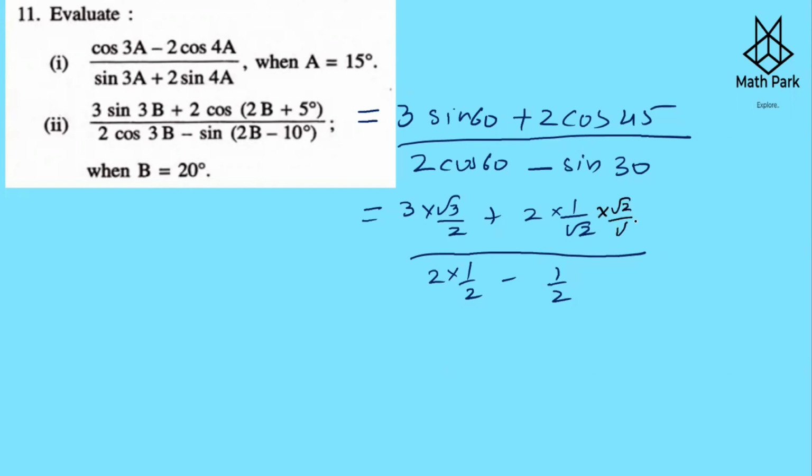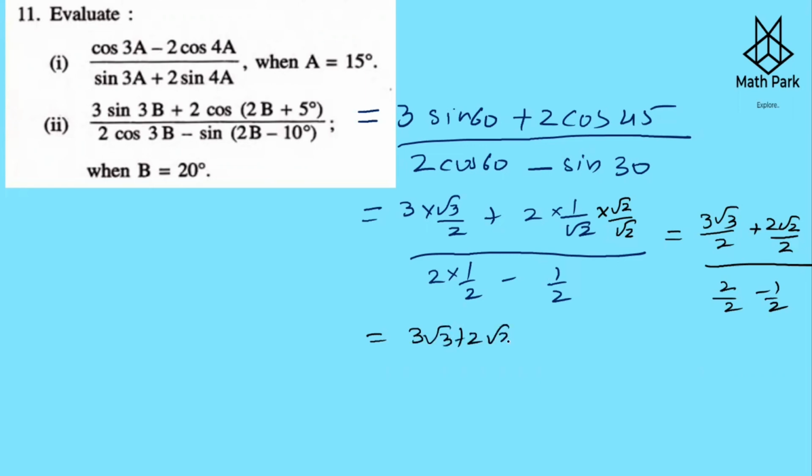So multiplying by root 2 and dividing by root 2 only for this place, we get this is 3 root 3 upon 2 plus this is 2 root 2 upon 2. Root 2 into root 2 is 2. So just 2 root 2 upon 2. Denominator, let us write this as 2 by 2 minus 1 by 2. Okay, the denominator we have kept the same, remember. So if the denominator is same, we add the numerator. So we get 3 root 3 plus 2 root 2 upon 2, divided by 2 minus 1 is 1 upon 2. So this got cancelled and our final answer is simply 3 root 3 plus 2 root 2.